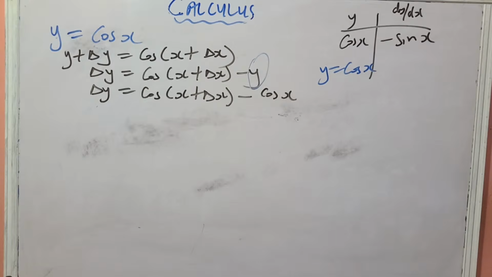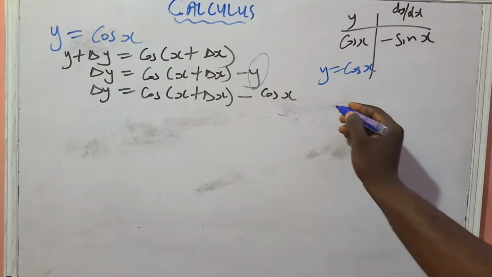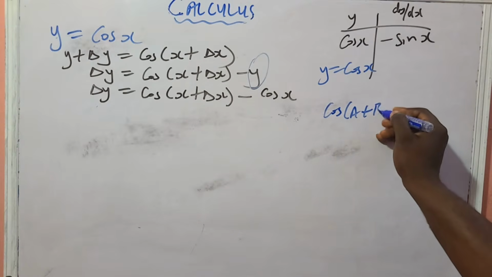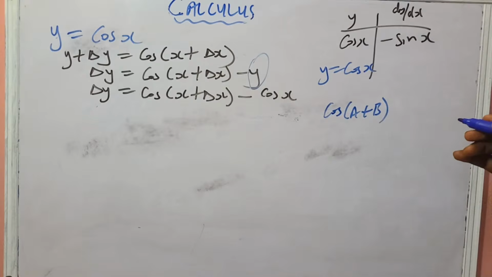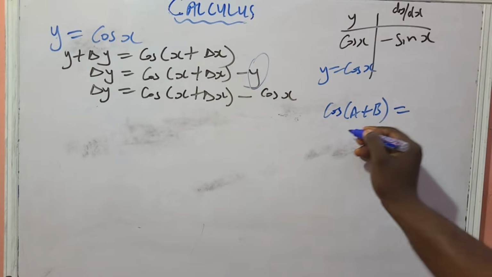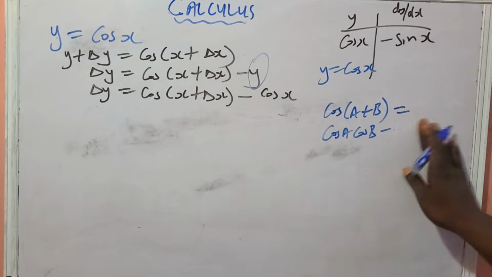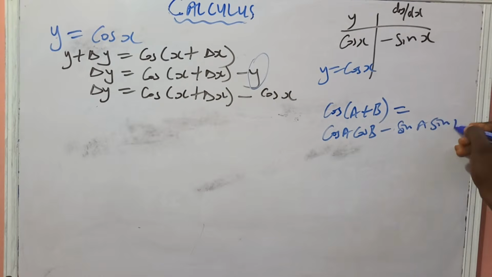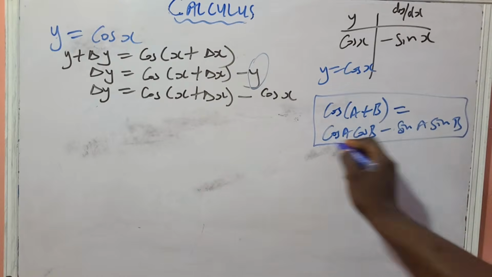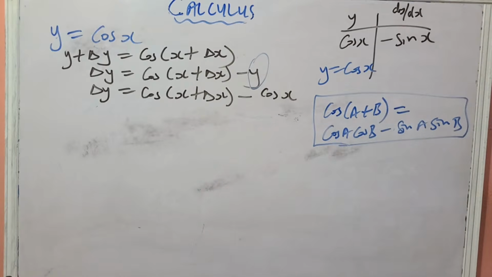Now, looking at what we have here, there are actually two different trig identities I could use, but I'll be deciding to use the most visible one, which is the compound formula. If you go back to compound identities, you would see that cos(A + B) was equal to what? cos A cos B minus sine A sine B.